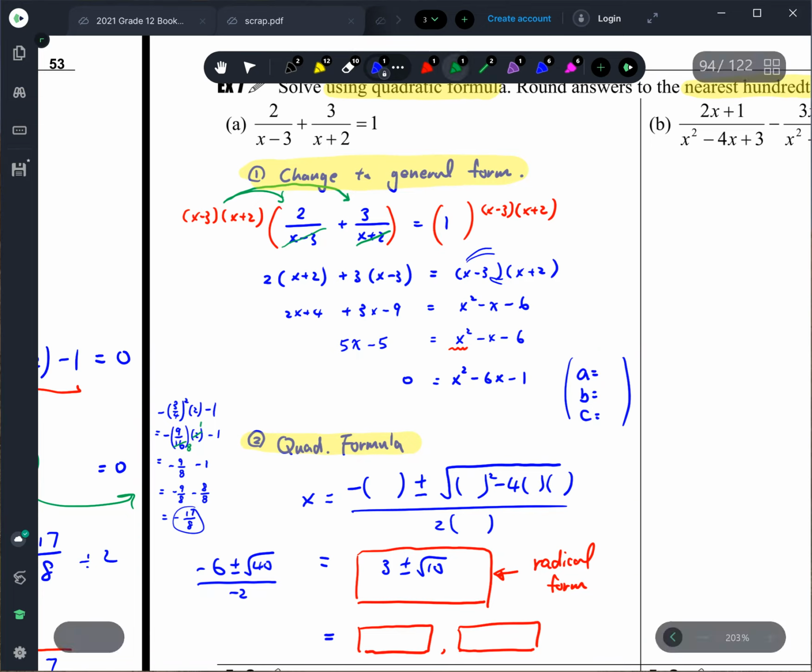Okay, so let's plug in the numbers. Negative b, our a is 1, b is -6, and c is -1. So if you plug in negative b, b is -6, so negative will make it positive. Then b squared minus 4ac. That's why I want to have brackets, because sometimes you get a lot of negative signs. If you don't have brackets, it looks very weird. Over 2a.